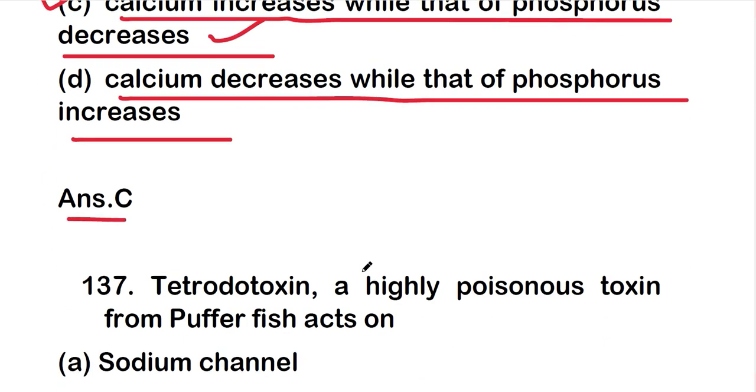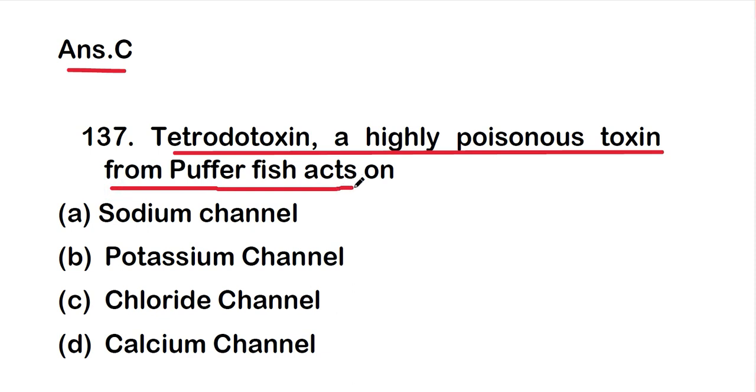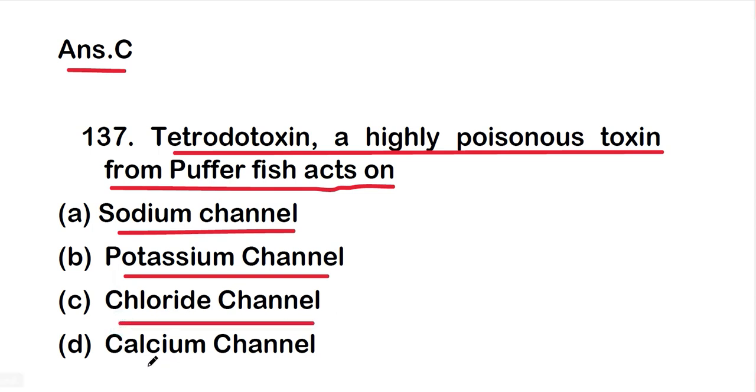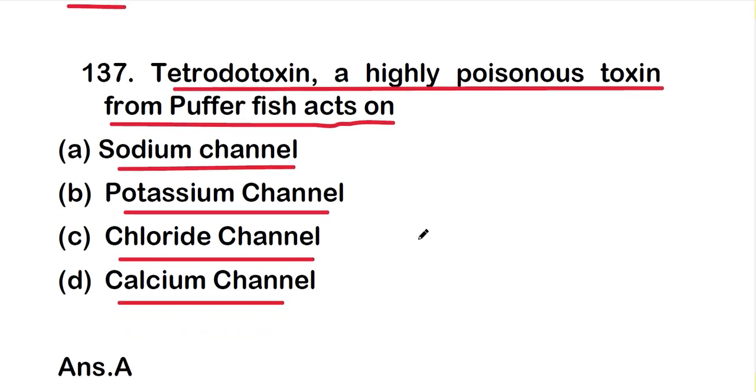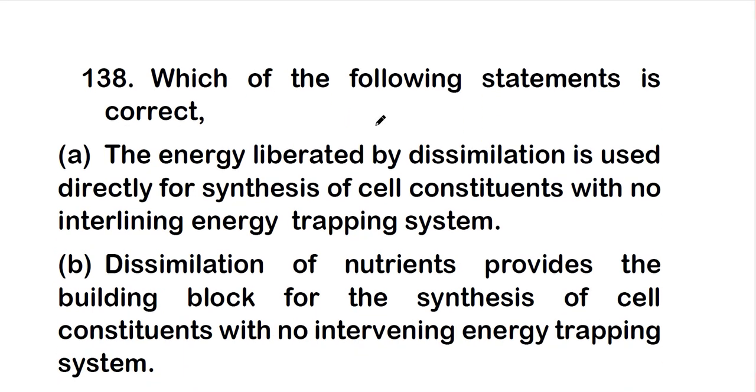Okay, so let's move on to the next question, that is, tetrodotoxin, a highly poisonous toxin from puffer fish, acts on: option A, sodium channel; option B, potassium channel; option C, chloride channel; option D, calcium channel. So the right one is option A, it is the sodium channel. So let's move on to the next question, that is question number 138.